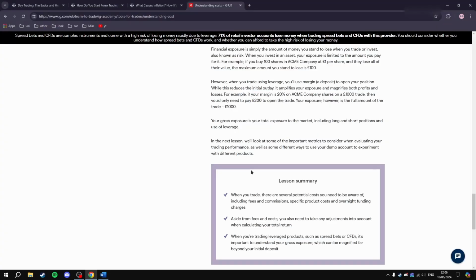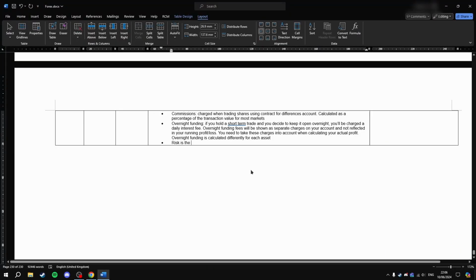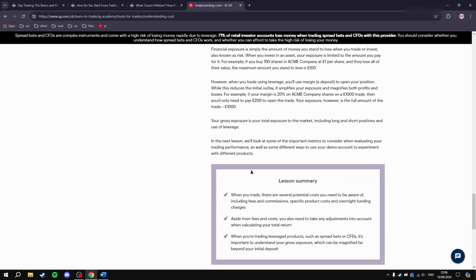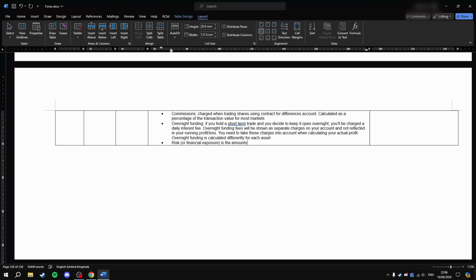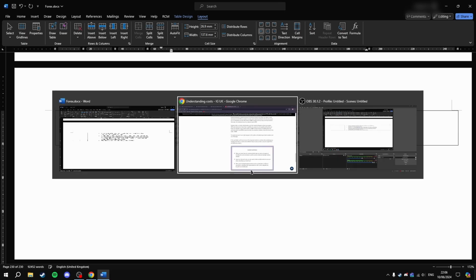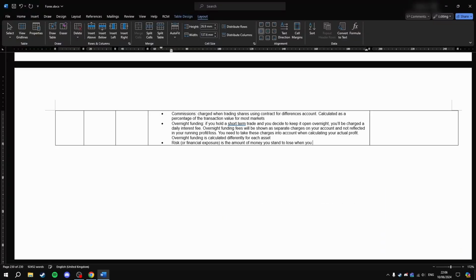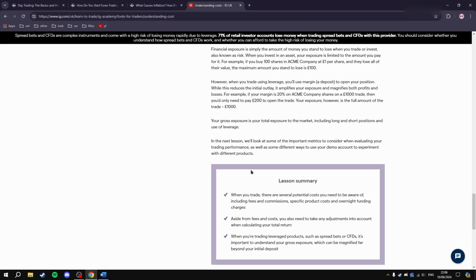Risk, or financial exposure, is the amount of money you stand to lose when you trade or invest.